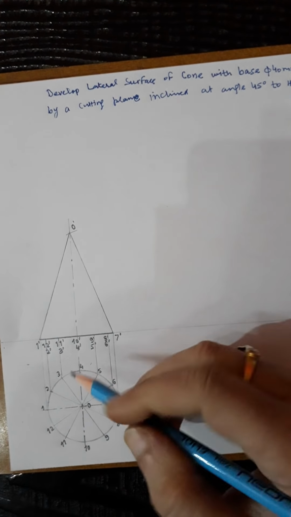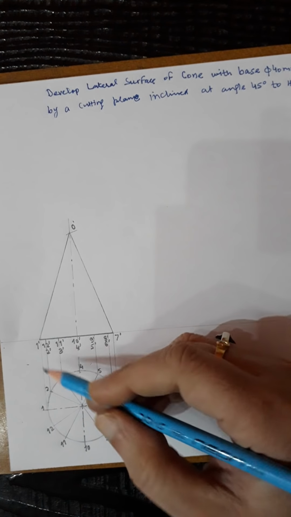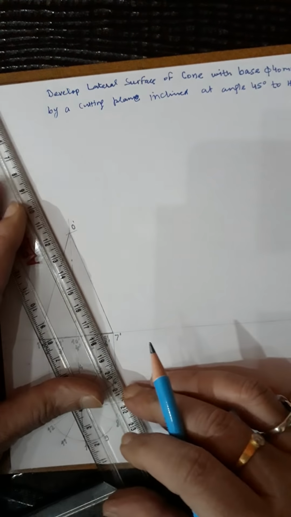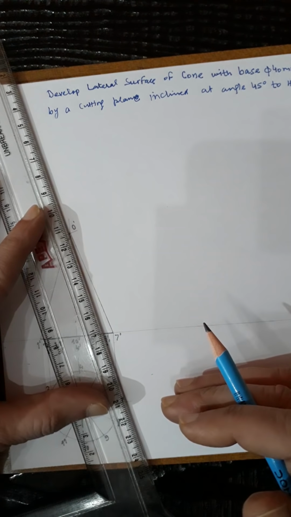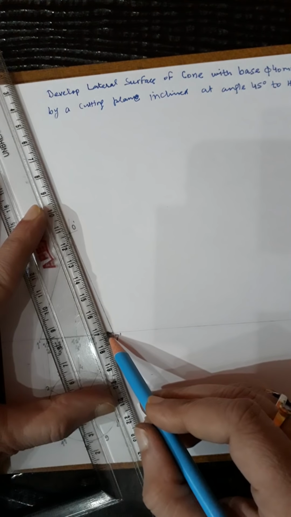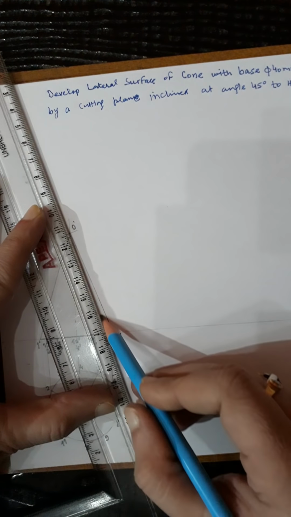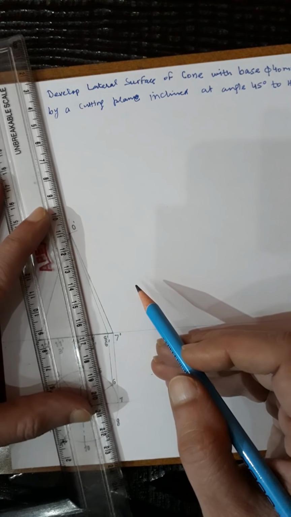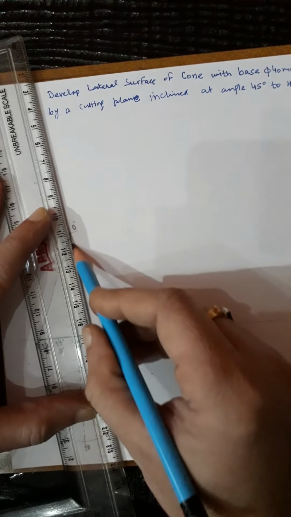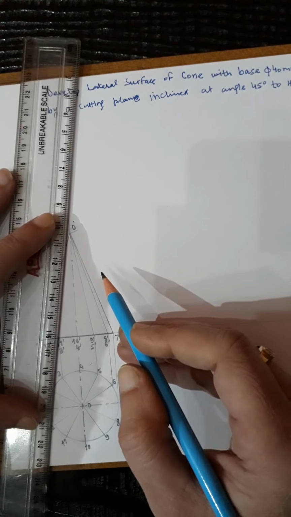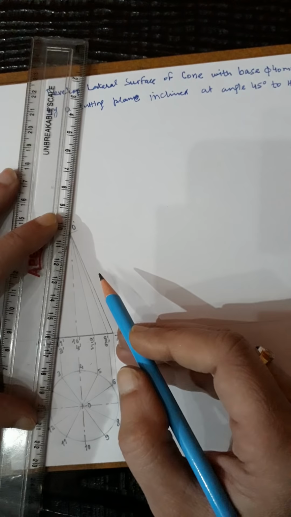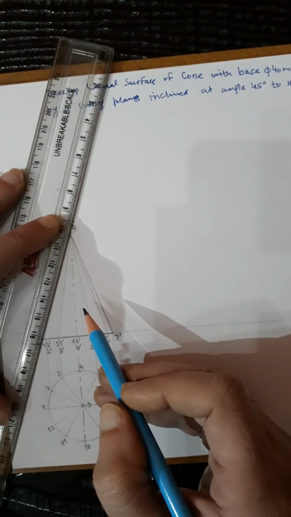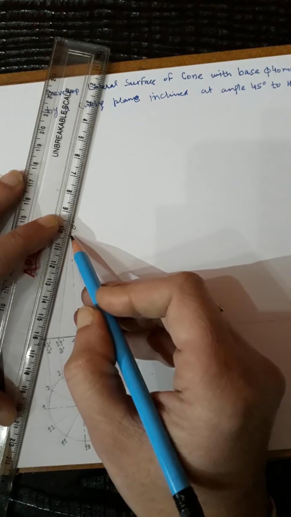Now I have named these in the front view as 1 dash, 2 dash, 3 dash, 4 dash, 5 dash, and so on. And now you can join these to the apex. All these points you can join with the apex O dash.